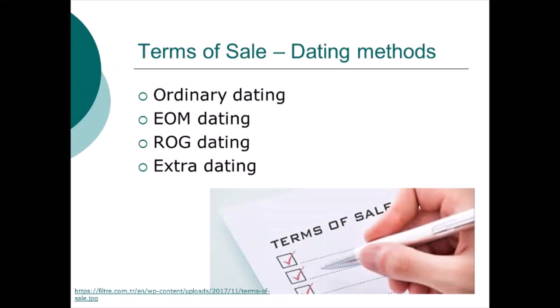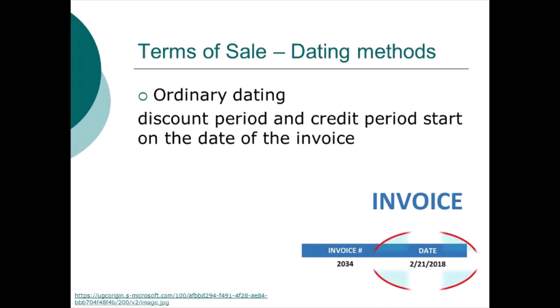For your practice, let's now have the next objective, the dating methods. There are 4 dating methods that will be shown to you. Let's have the first one, the ordinary dating method. The discount period and credit period start on the date of the invoice.